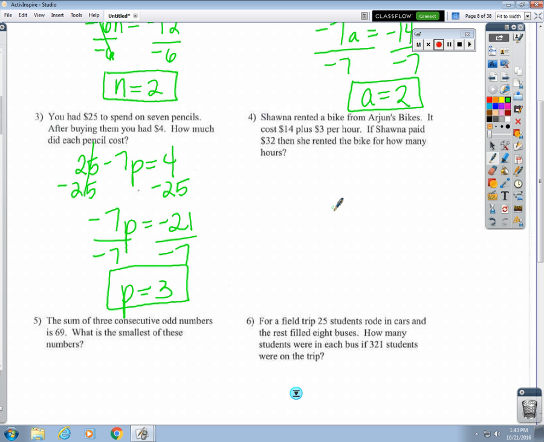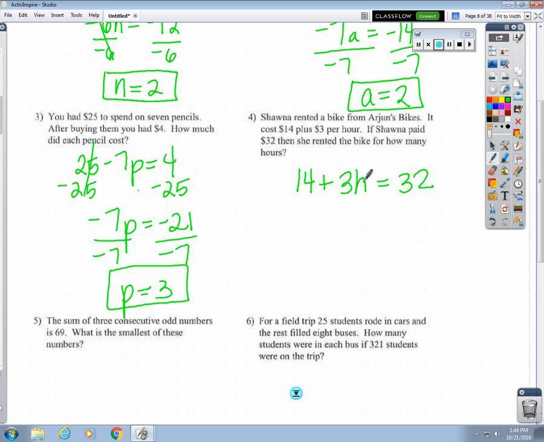Right. All right. Number 4 is a little bit different, so you need to pay attention. Shauna rented a bike from Arjun's Bikes. It costs $14 plus $3 per hour. If Shauna paid $32, then she rented a bike for how many hours? Okay? I'm going to let y'all do some in a minute. 14 plus $3 per hour equals 32.